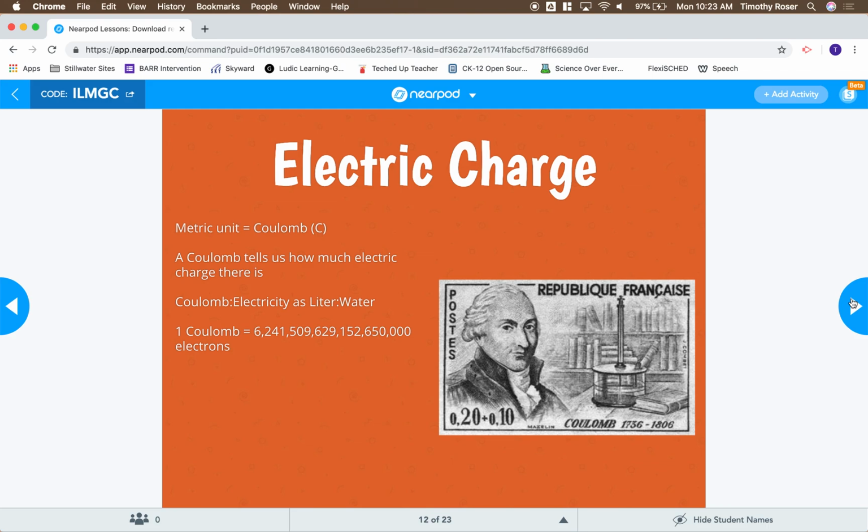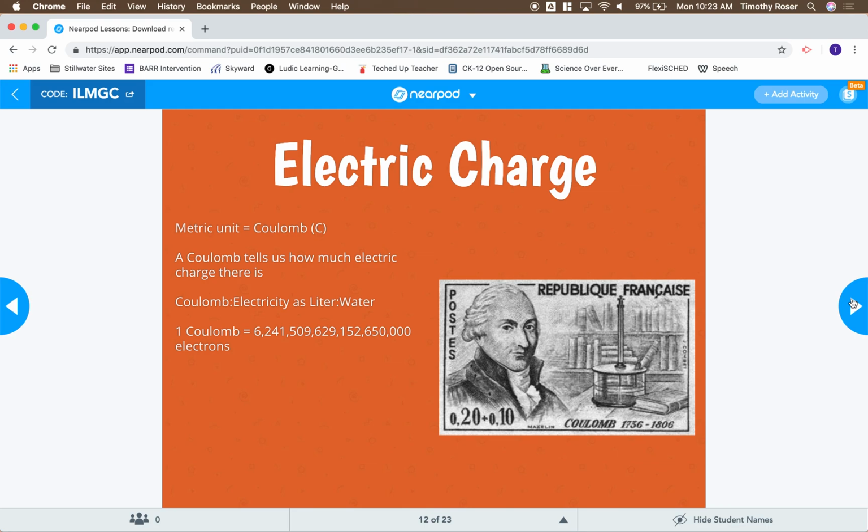You can think of a coulomb as being to electricity as a liter is to water. A liter tells us how much water there is. A coulomb tells us how much electricity there is. And a coulomb is a very specific amount of electrons.